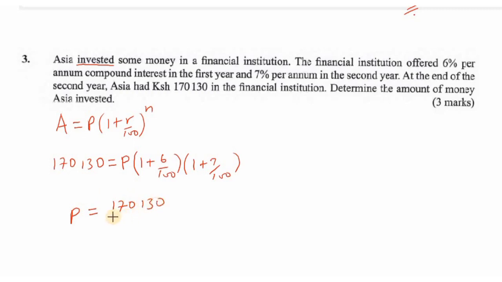So we'll have P equal to 170,130 divided by these two brackets. So here we have 1.06, and for the second bracket we have 1.07. So from my calculator, I realize that the value of P is 150,000 shillings.